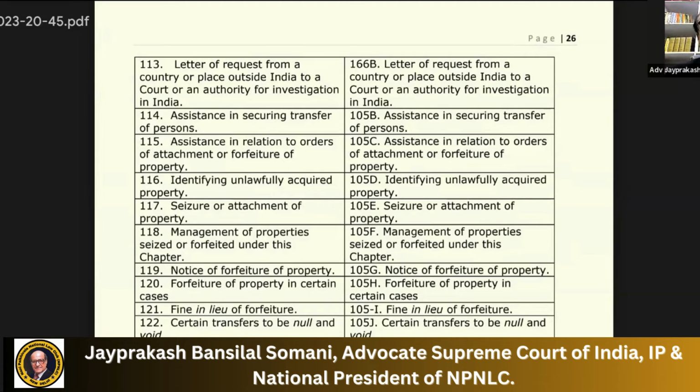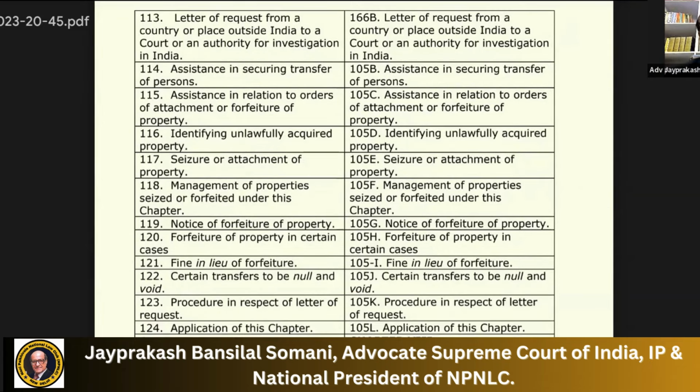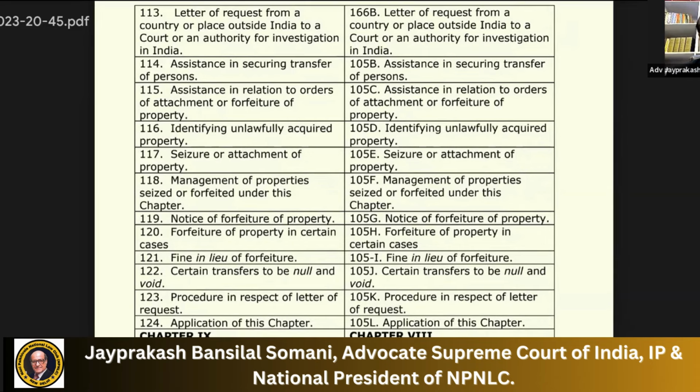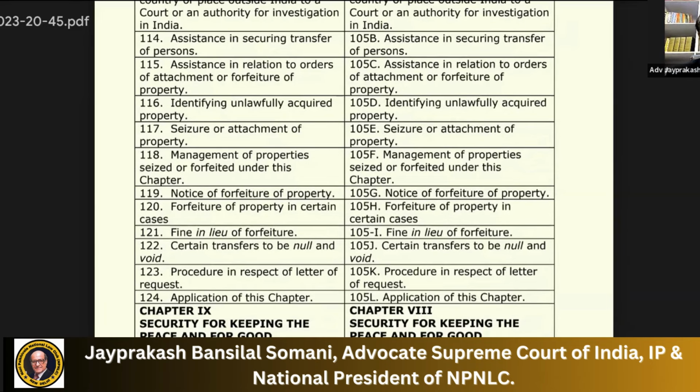Section 114 of BNSS, assistance in securing transfer of persons. Its corresponding section was 105B in CrPC. Section 115 of BNSS, assistance in relation to orders of attachment or forfeiture of property. Its corresponding section was in CrPC 105C. In BNSS section 116, identifying unlawfully acquired property. Its corresponding section was in CrPC 105D.